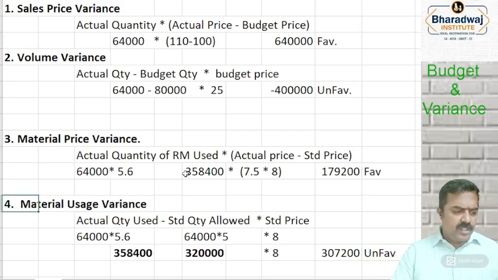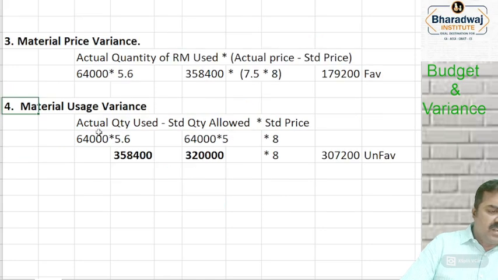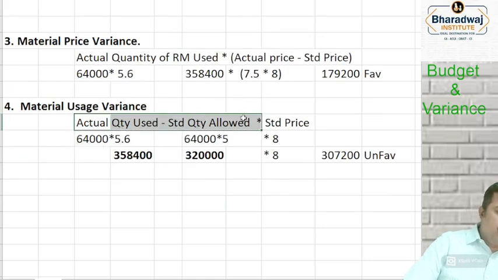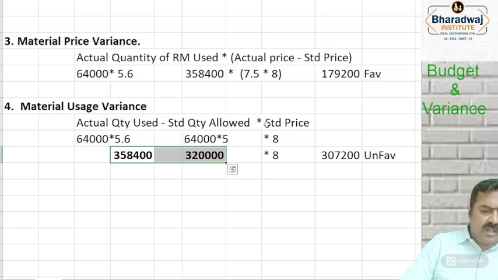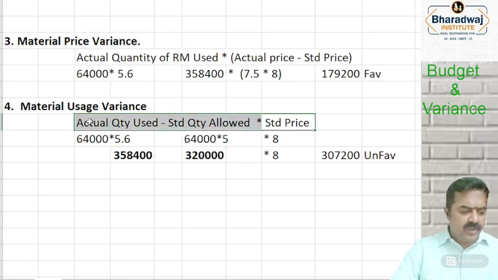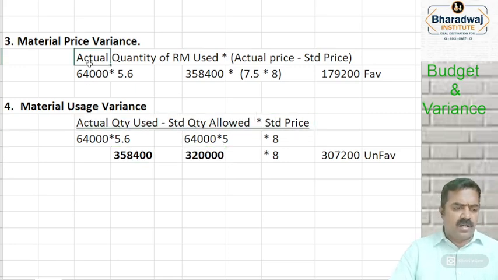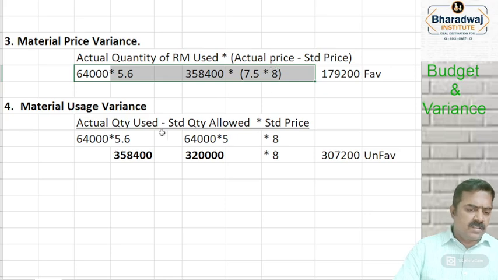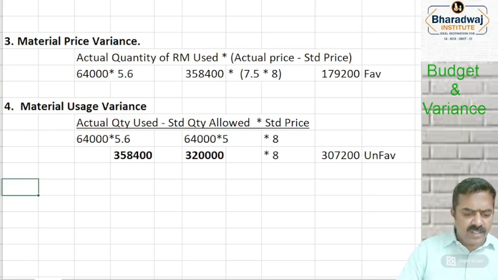So material price variance, material usage variance. Actual quantity we used more than the standard quantity. Because of usage, we have got unfavorable variance. Extra usage, extra cost, unfavorable variance. Price wise, we got favorable variance, but usage wise, we got which one? Unfavorable variance. What is the next variance they ask for?